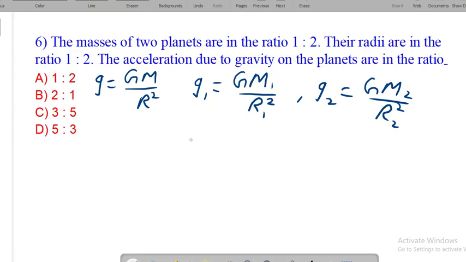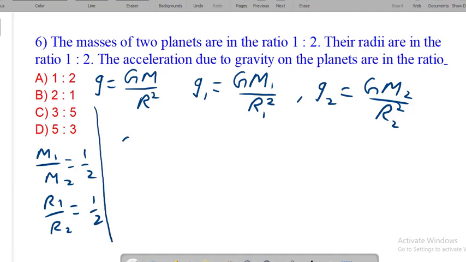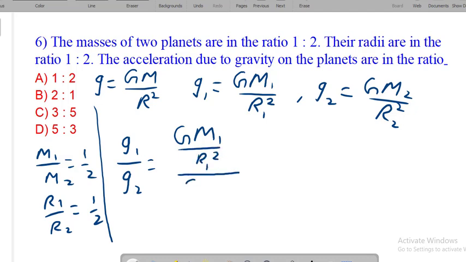Now according to the given condition, m1 upon m2 is 1/2, and r1 upon r2 is also 1/2. In both cases capital G is constant, of course. Now we take the ratio, we write g1 upon g2. g1 is capital G m1 upon r1 square, and this is G m2 upon r2 square.